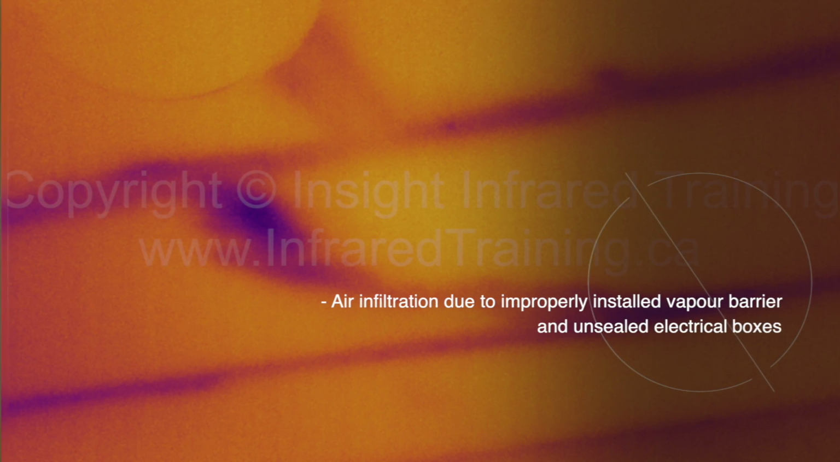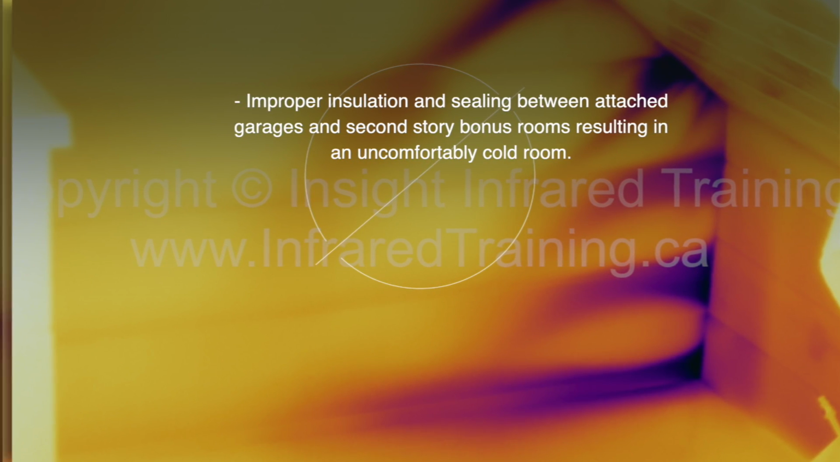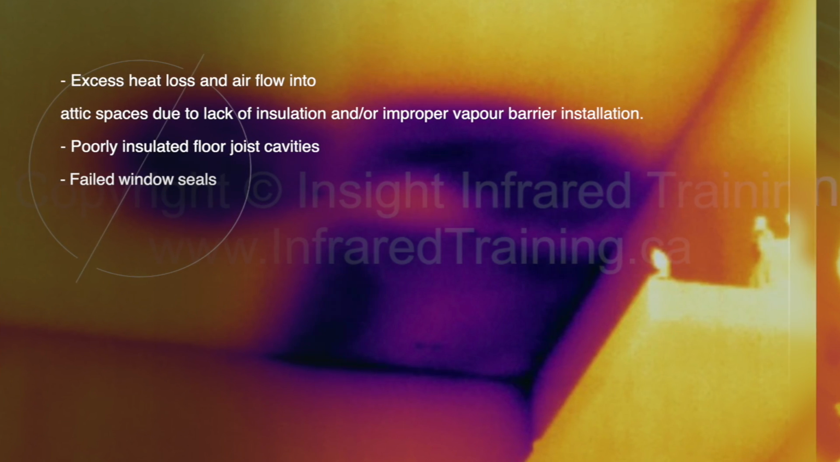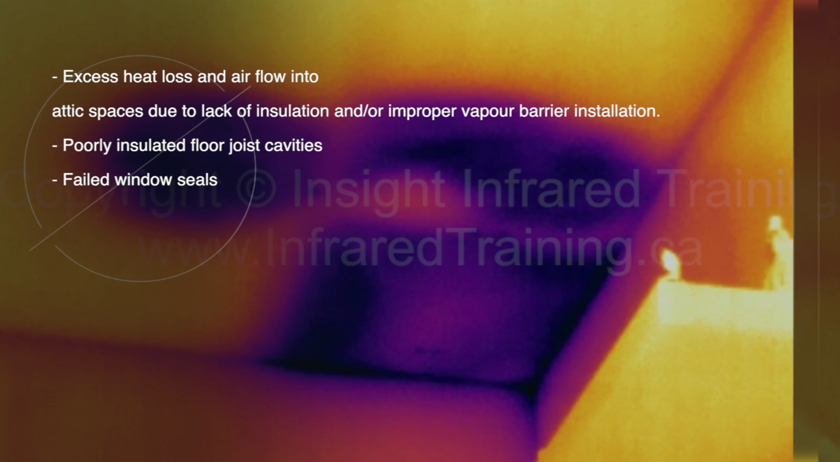infiltration due to improperly installed vapor barrier in unsealed electrical boxes, improper insulation and sealing between attached garages and second-story bonus rooms resulting in an uncomfortably cold room, excess heat loss and airflow into attic spaces due to lack of insulation and/or improper vapor barrier installation, poorly insulated floor joist cavities and failed window seals.